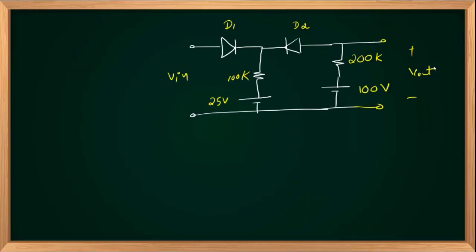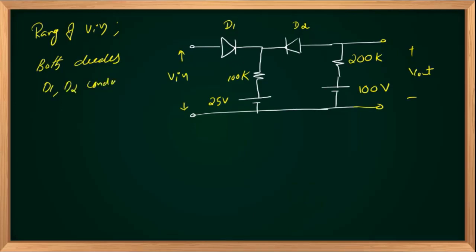Question is identify the range of V in, the range of input voltage during which both diodes D1, D2 conduct, or both D1 and D2 turn on. Identify the range of input voltage V in such that both diodes turn on. Of course, you'll have 4 different options.